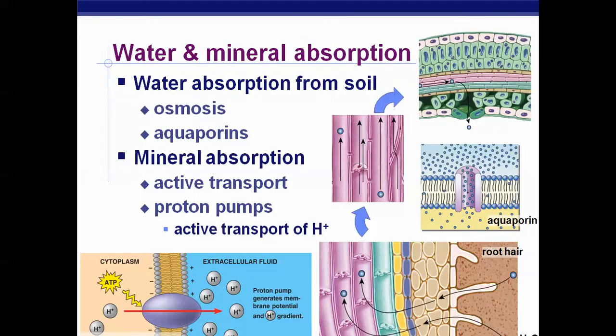Then we also looked at how water is absorbed from the soil. This happens through osmosis through aquaporins, which are tiny holes within a root that allow water in from a high concentration to a low concentration. We also looked at mineral absorption, which we're going to get into in a little more detail on the next slide.